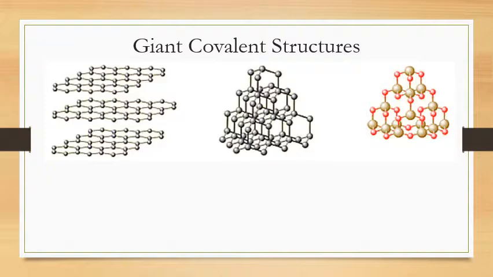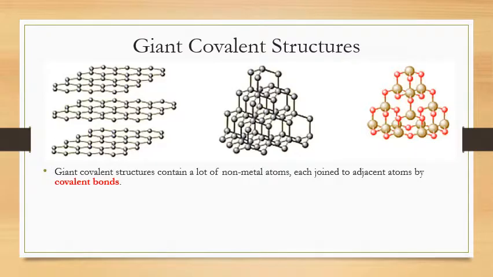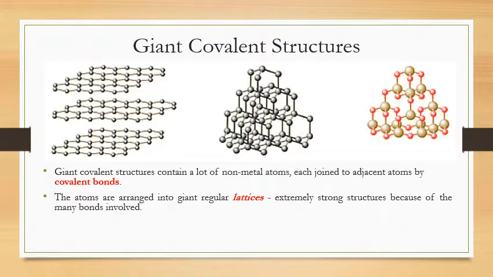So that was simple covalent molecular compounds like water and ammonia. We're now going to look at the more complex giant covalent structures. Giant covalent structures contain a lot of non-metal atoms, each joined to the adjacent atoms by covalent bonds, which you can see in the diagrams. The atoms are arranged in regular lattices, just like in ionic bonding, and they're extremely strong because there are many bonds involved.